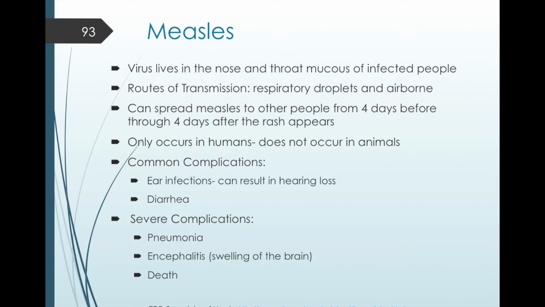This virus lives in the nose and throat mucus of infected people. Routes of transmission are respiratory, droplet, and airborne. Measles can spread to other people from 4 days before through 4 days after the rash appears. It only occurs in humans. It does not occur in other animals.